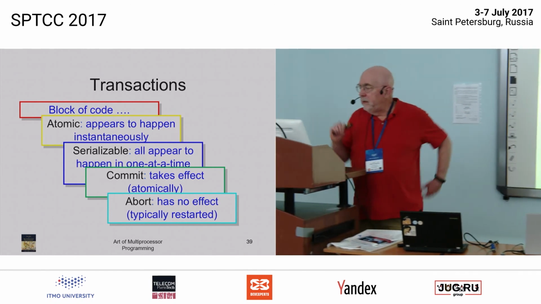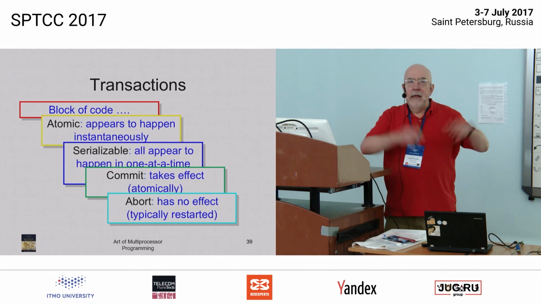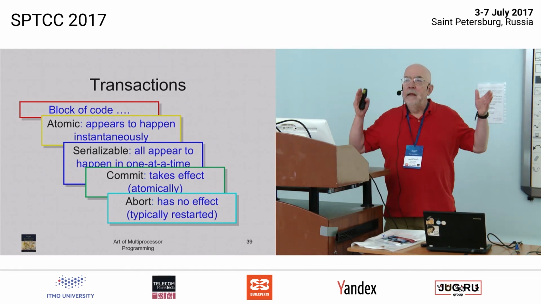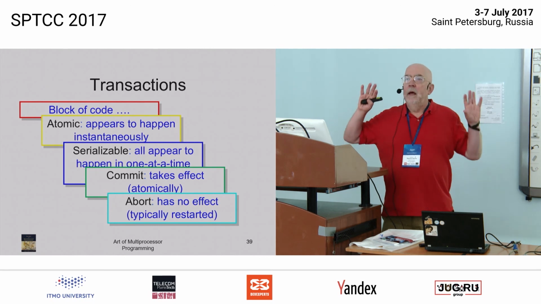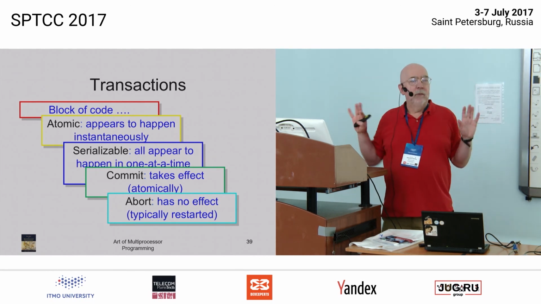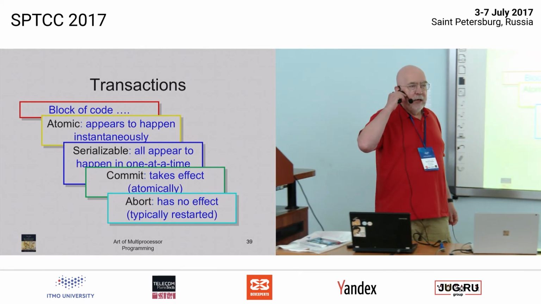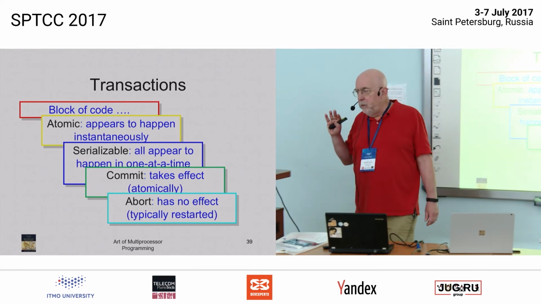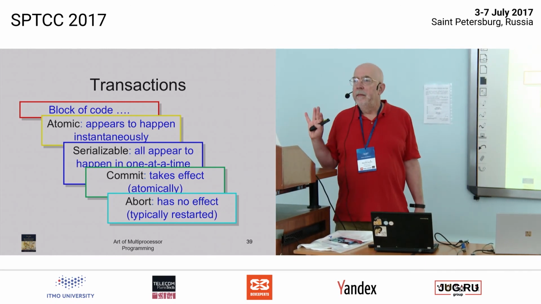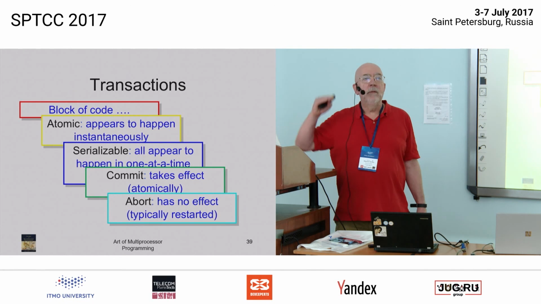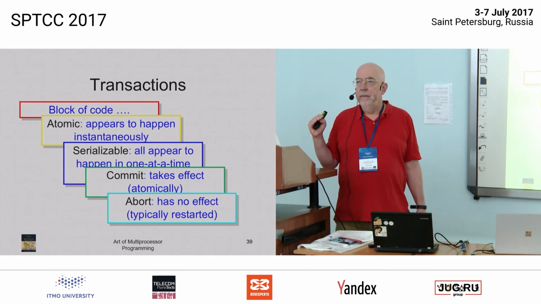Typically we execute these things speculatively, which means that we make tentative changes, and then if everything is okay, we say we commit the transaction, we make its effects visible to the world. If something goes wrong and there's a synchronization conflict, then we abort the transaction, which means we undo it and nobody ever sees its effects. So we're going to be talking about commits and aborts. You know, commit is success, abort is failure.